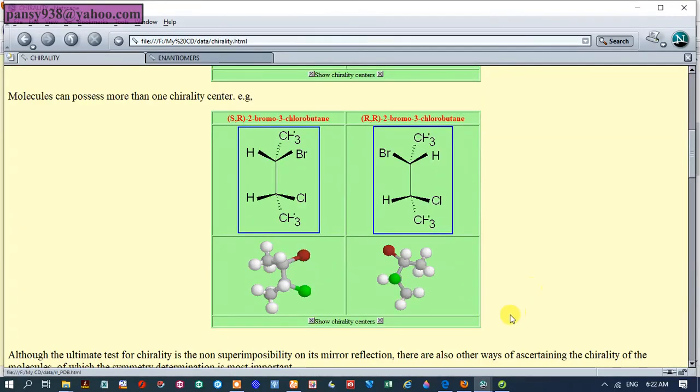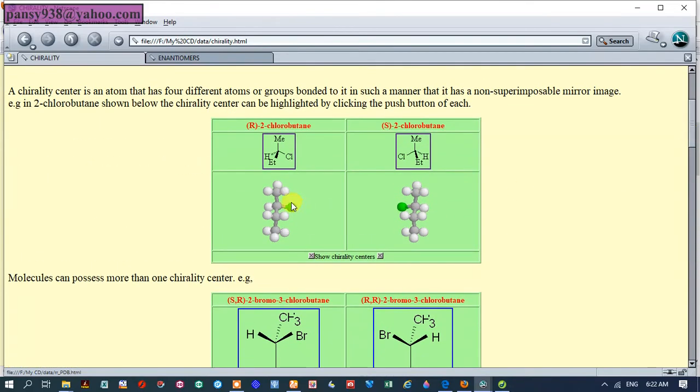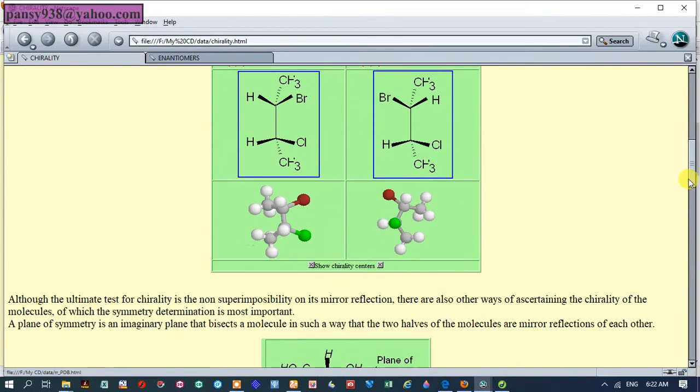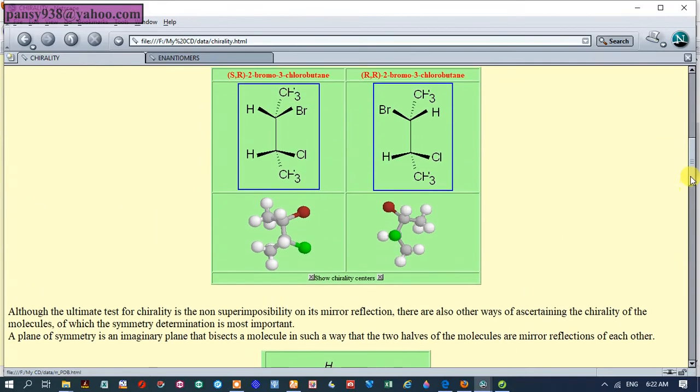Such molecules which possess more than one chiral center and are not the mirror image of each other are called diastereomers, and the molecules having a chiral center and a mirror image are said to be enantiomers. We will focus on this topic later in the series.